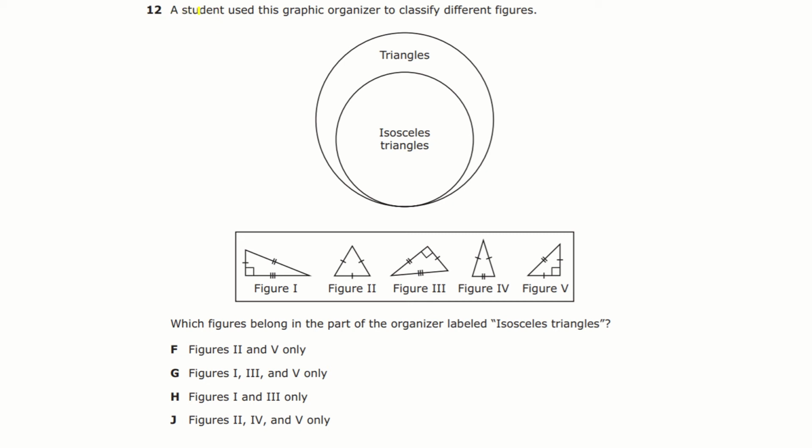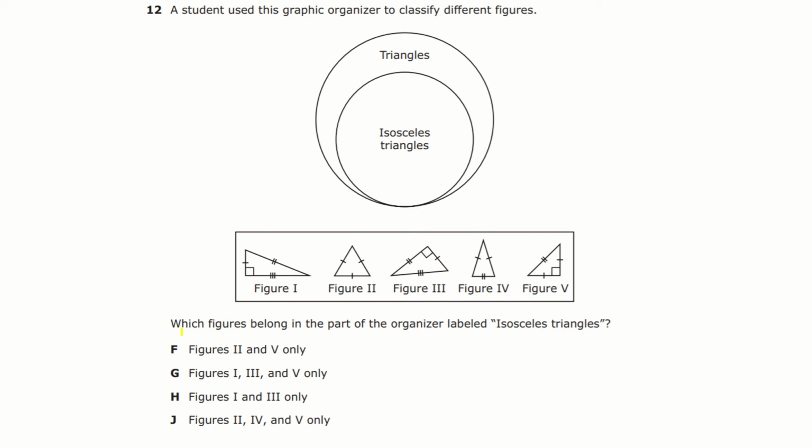Okay, number 12. A student used this graphic organizer to classify different figures. So in this graphic organizer, it shows triangles in the outer layer and isosceles triangles in the inner circle. And this shows that all isosceles triangles are triangles, but not all triangles are isosceles triangles. We also see 5 figures over here.